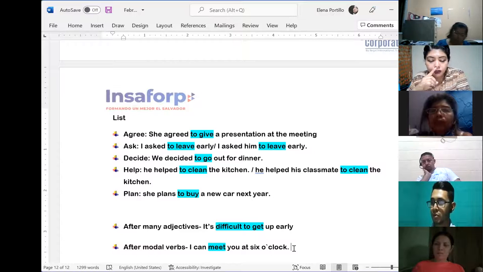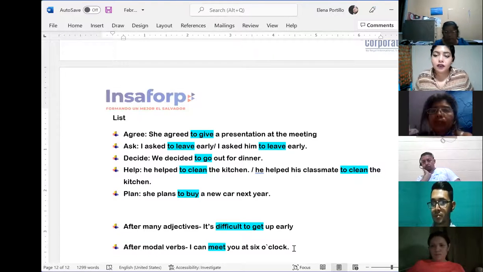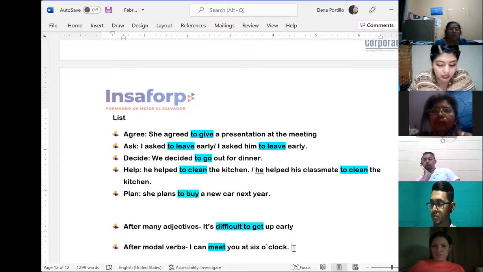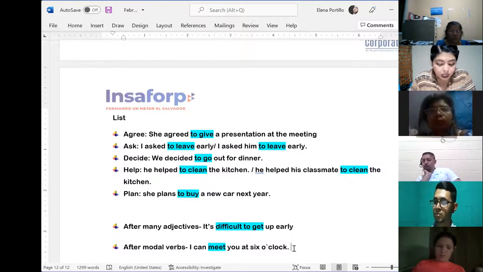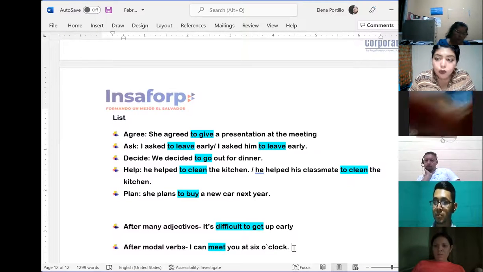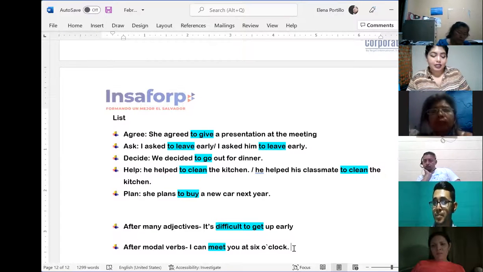It says that also we can use the infinitive form of the verb after some verbs of perception, like see, watch, hear, notice, feel, and sense. And also after expressions with why. And now we are going to do an exercise.